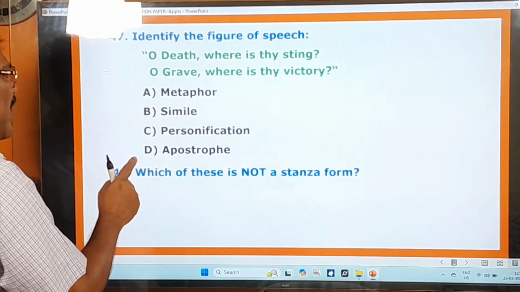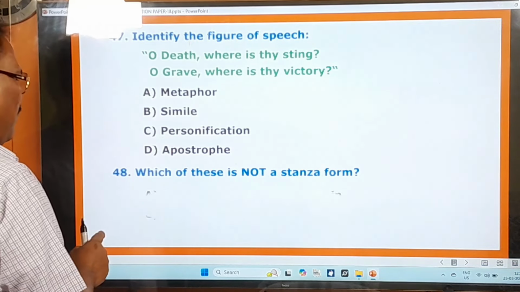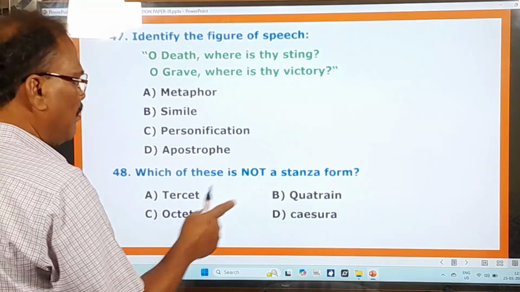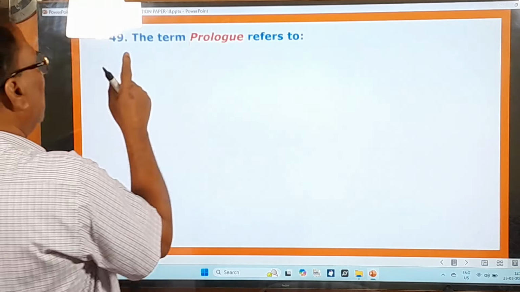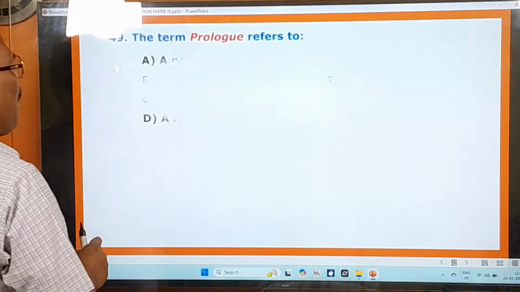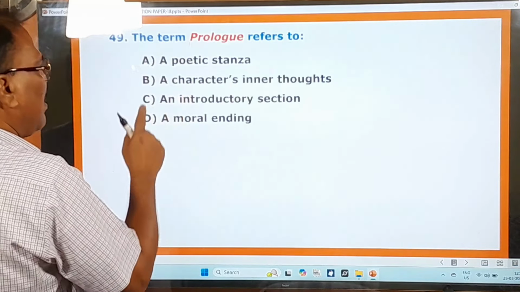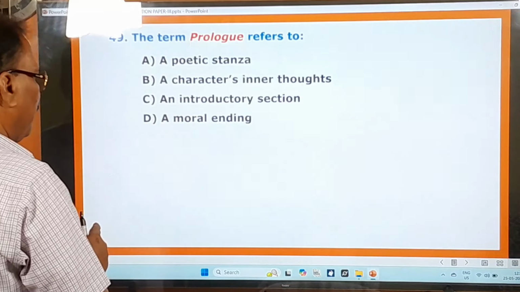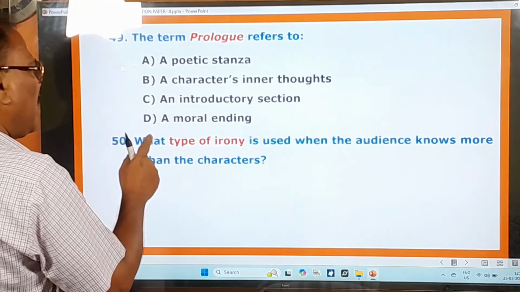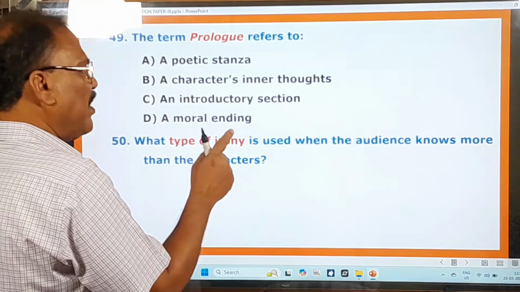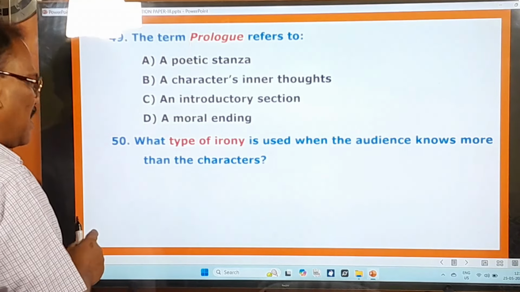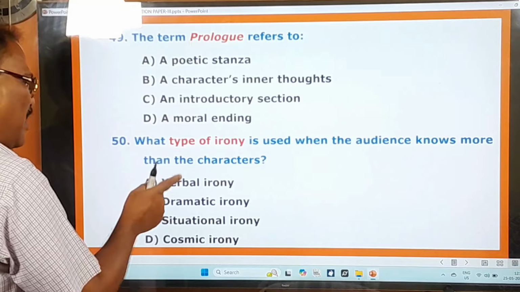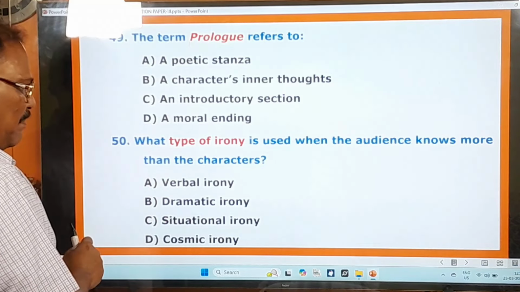48th question, which of these is not a stanza form? Tercet, quatrain, octet, caesura. 49th question, the term prologue refers to a poetic stanza, a character's inner thoughts, an introductory section, a moral ending. 50th question, what type of irony is used when the audience knows more than the characters? Verbal irony, dramatic irony, situational irony, cosmic irony.